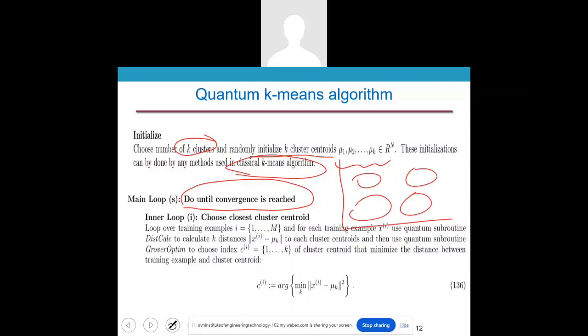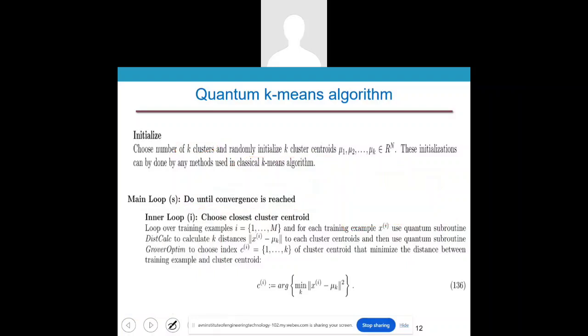We repeat this: choosing the centers and assigning the data to the clusters based on the distance function, the distance calculation. Based on that we assign, repeating this process until there are no changes in the clusters. Once no changes are observed between the previous phase and the current phase, we stop the process. That is convergence. So what is this loop? Choose the closest cluster centroid.